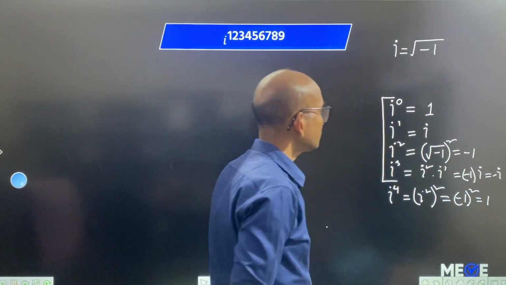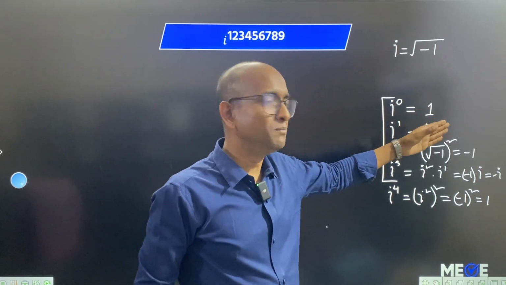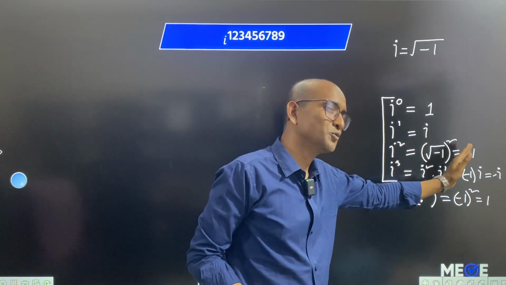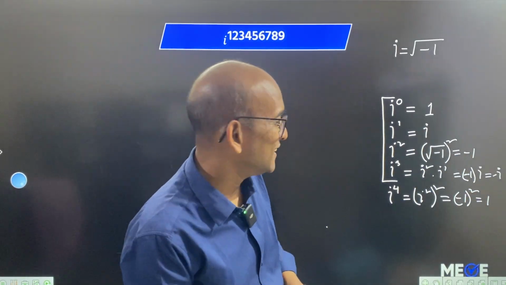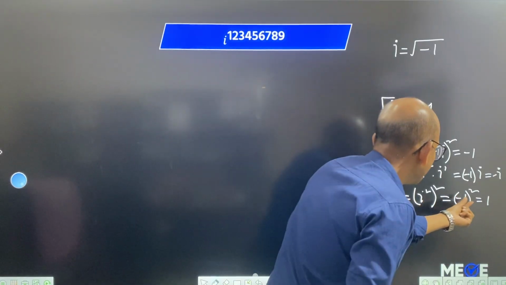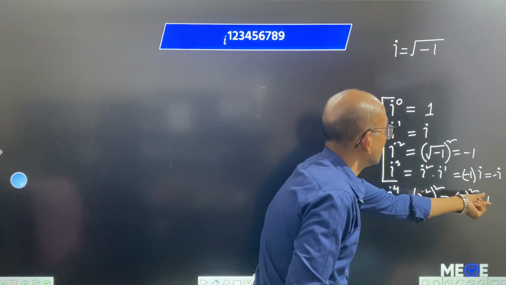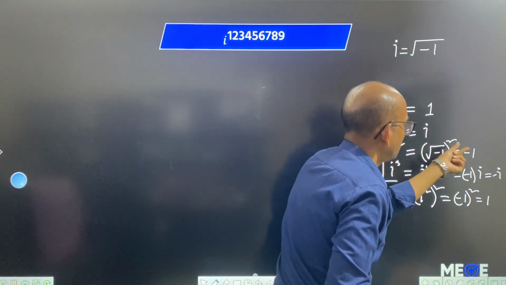You see, there is a rhythm. Memorize this with the rhythm: 1, i, minus 1, minus i. Why should you memorize this? The reason is here. You see, i to the power 4 is again 1. So it will repeat all these 4 values.